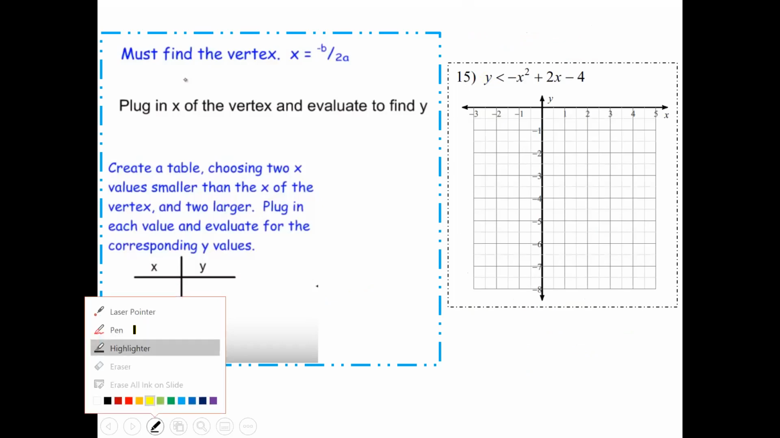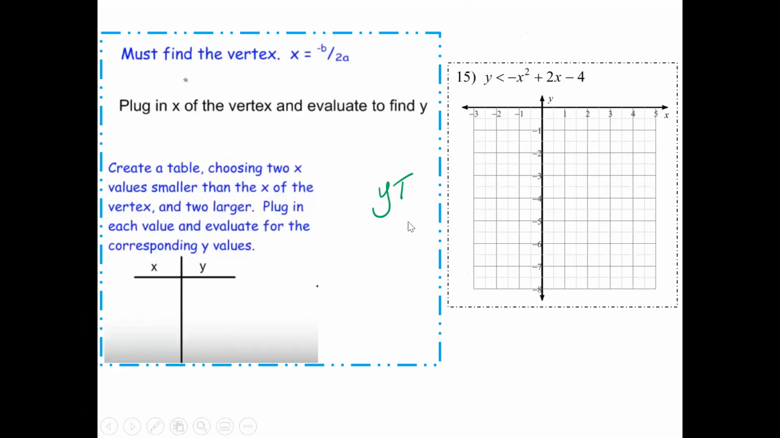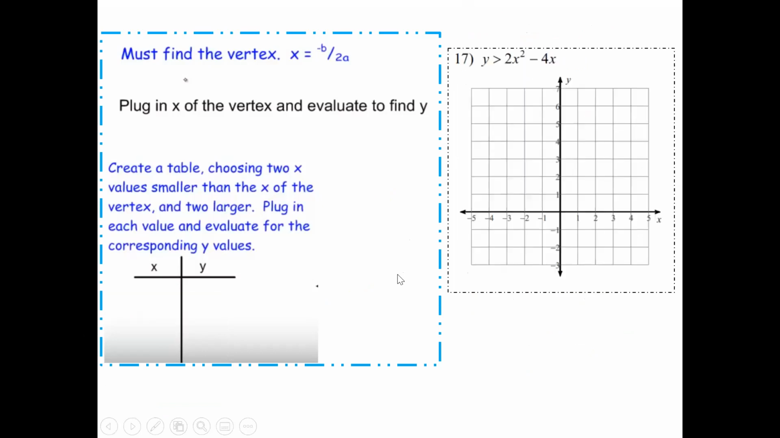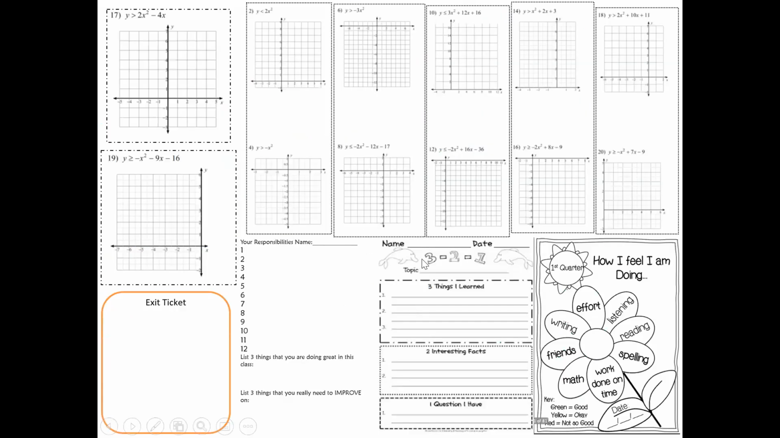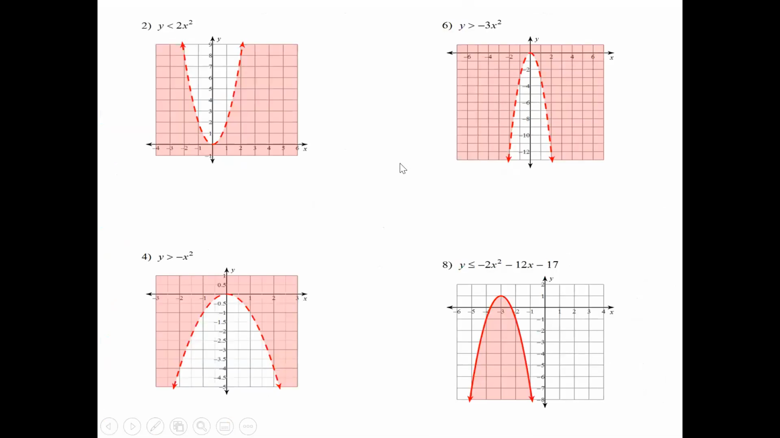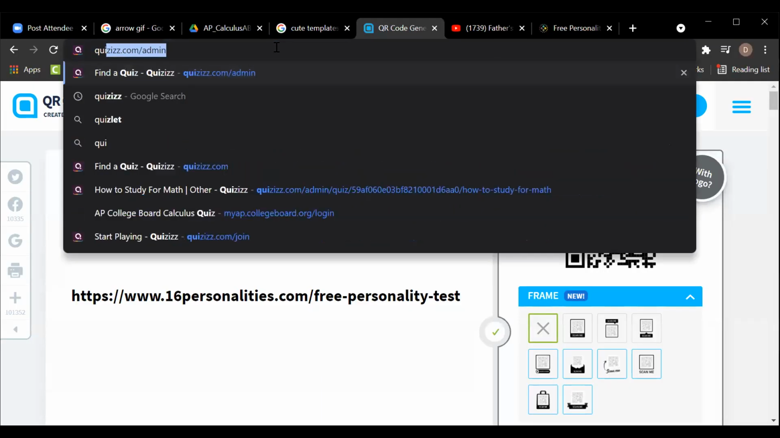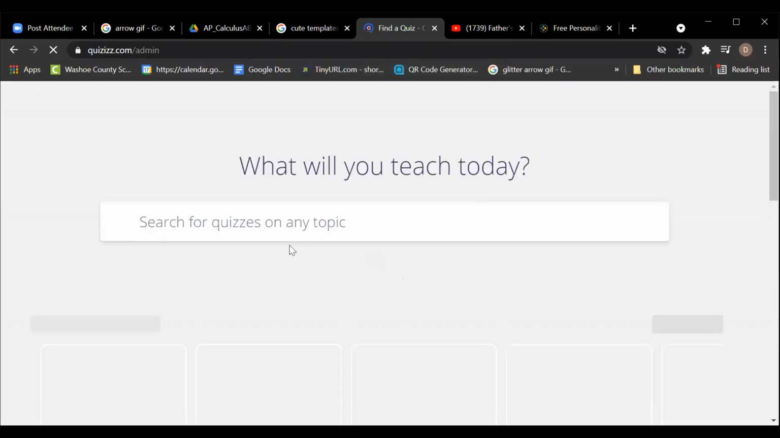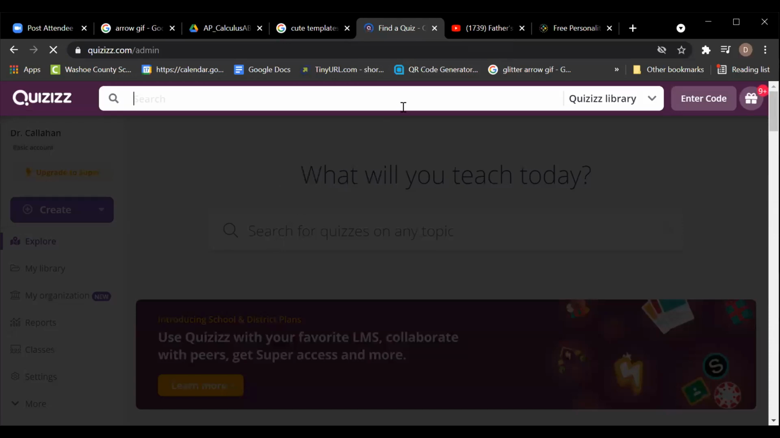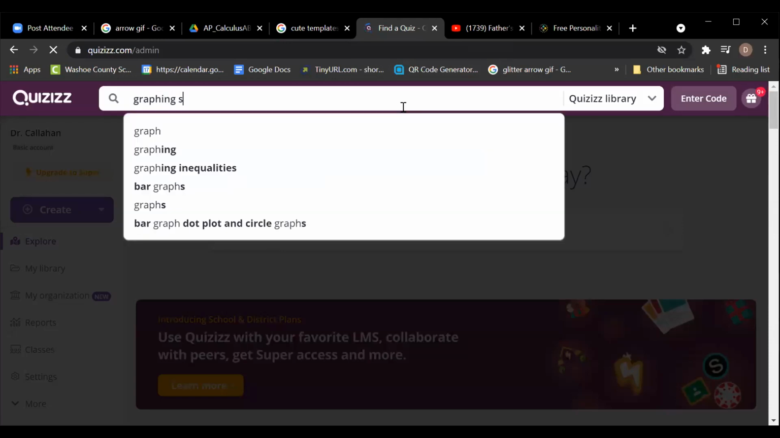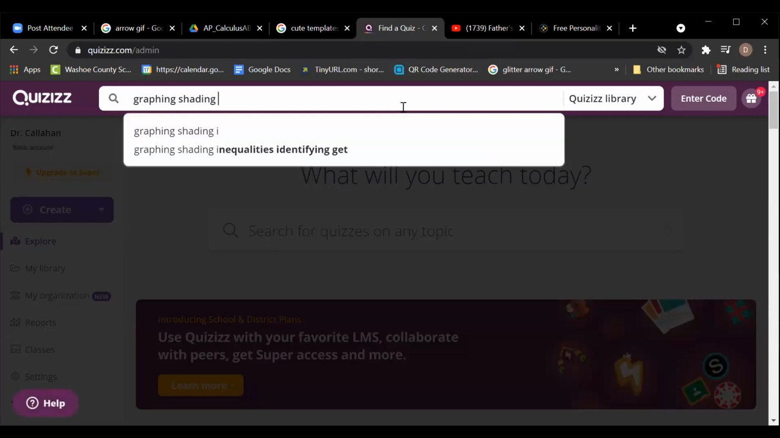You guys go ahead and try number 15. Go ahead and try number 17 as well. All right, so now that we are done with that, I'm going to have you guys go ahead and practice on our quizzes. And the practice that you guys are going to be working on is going to be graphing and shading quadratic inequalities.